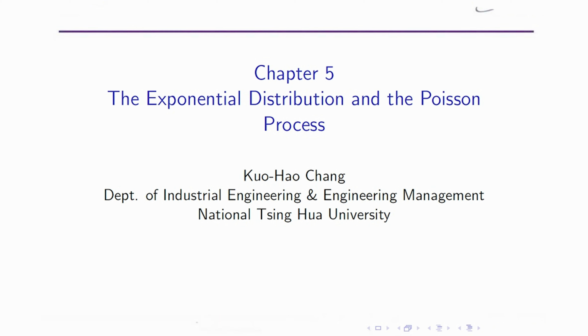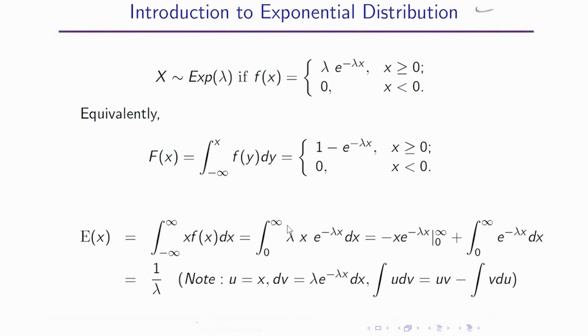Today we move on to chapter 5, which is the exponential distribution and the Poisson process. In fact, the exponential distribution is a very important building block of the Poisson process. So in this chapter, we will start with the introduction to the exponential distribution, followed by the introduction to the Poisson process.